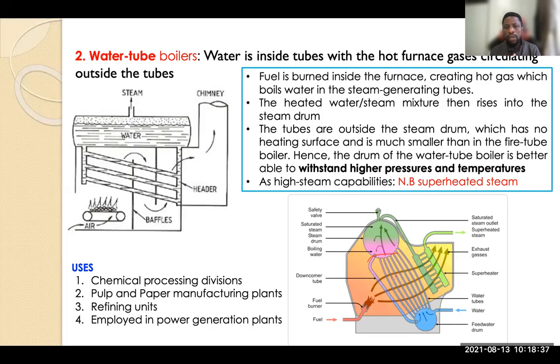The second difference is the fact that this particular boiler is able to withstand high pressure. So please take note of that. It's able to withstand high pressure. Another thing it's able to do is it's able to produce superheated steam. Because of the high pressure, it's able to produce superheated steam.